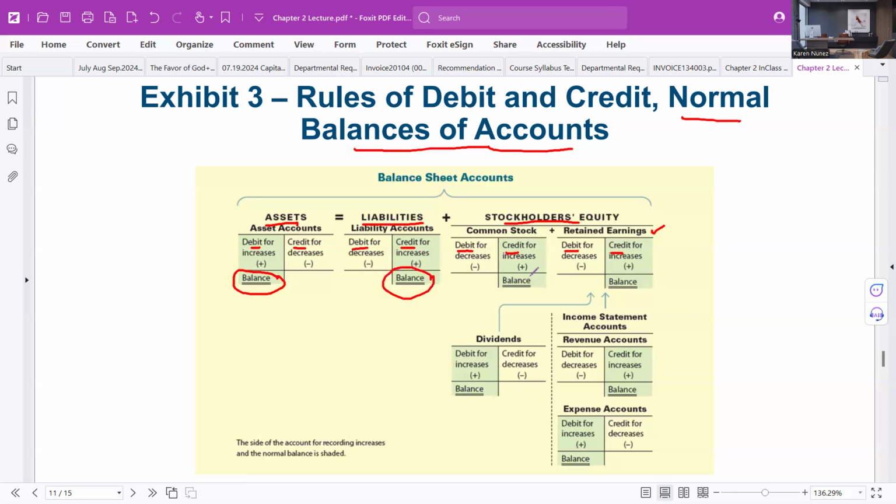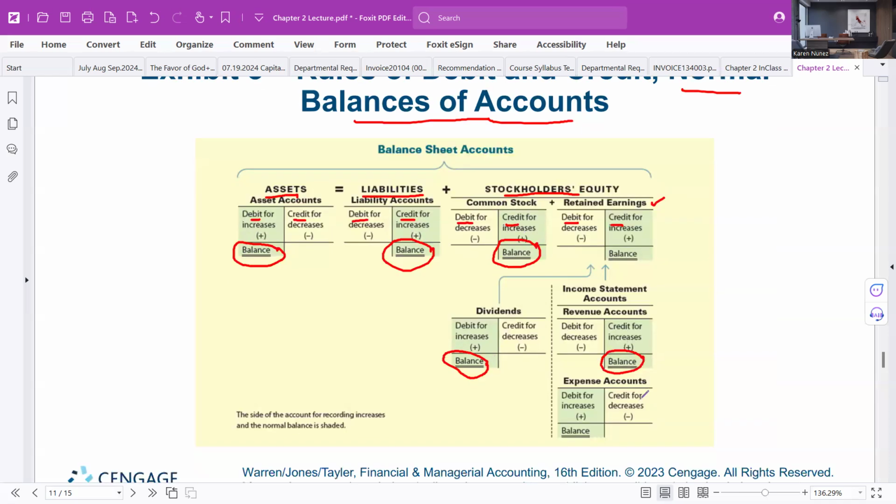Common stock is increased with credit, so normally common stock should have a credit balance. Dividends are increased with debit, so normally dividends should have a debit balance. Revenue is increased with credit, so normally revenue should have a credit balance. Expenses are increased with debits, so normally expenses should have a debit balance. And retained earnings, well, it should be earnings. So earnings are increased with a credit, and normally retained earnings should have a credit balance.